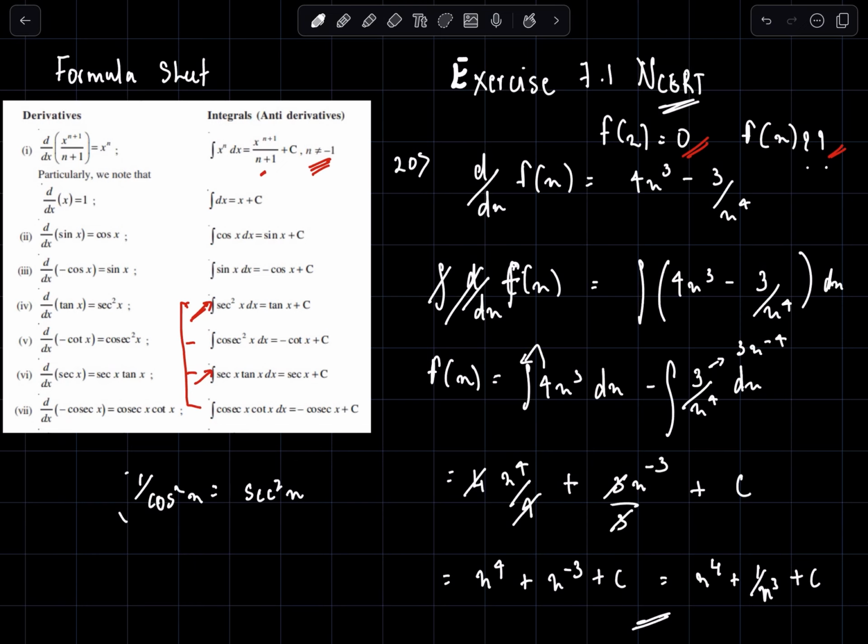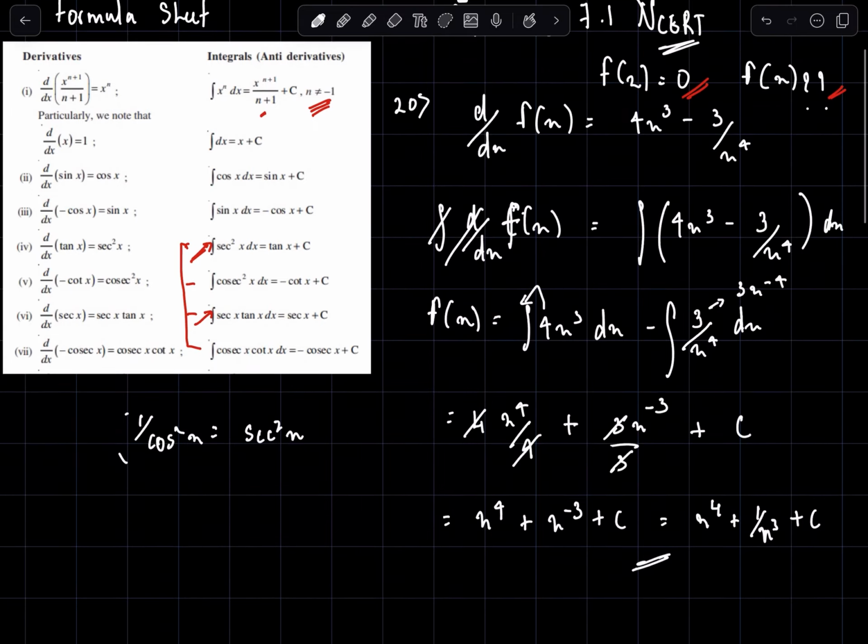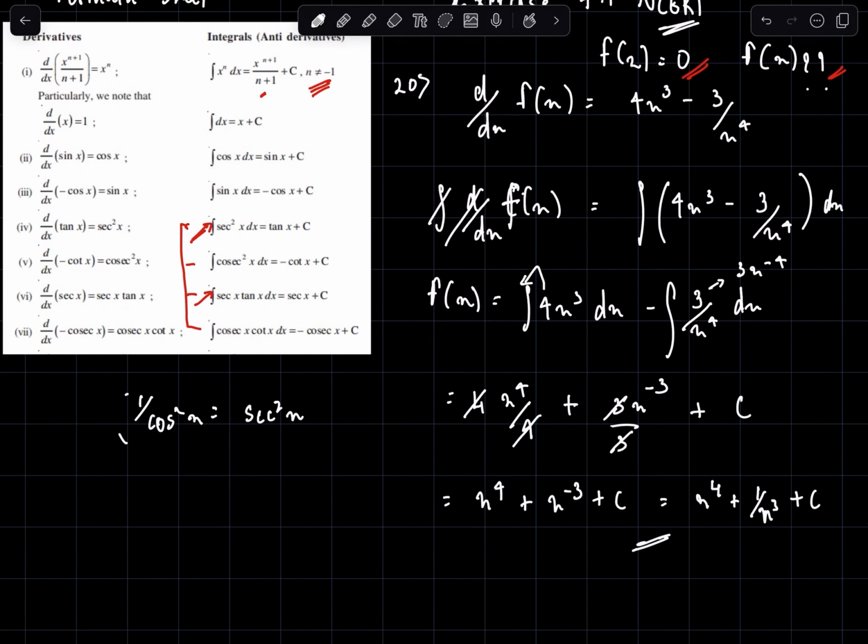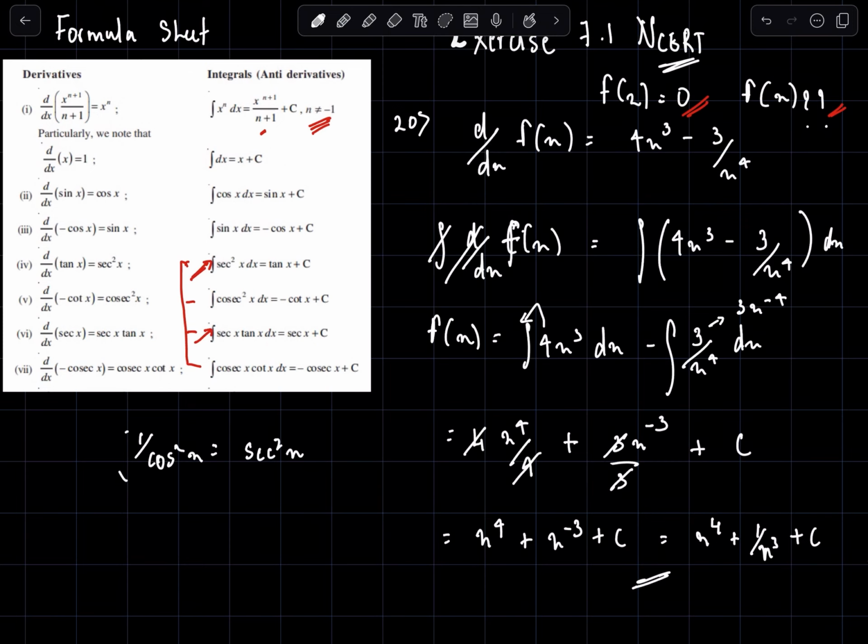So let's see which answer looks like that. So x raised to the power 4 plus c. Now, an interesting thing is that what is f of x? The f of x has a constant value. Correct? We got the integral value, right? Now, if you remember, the given was f of 2 is equal to 0.